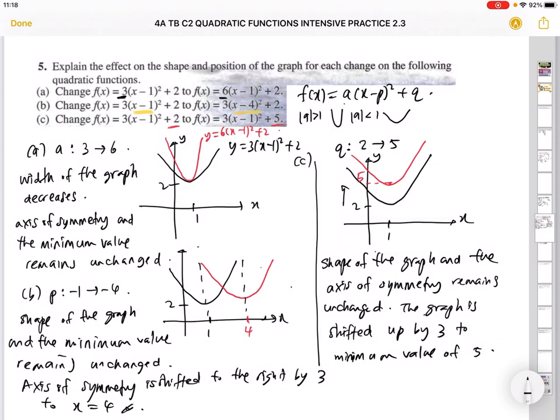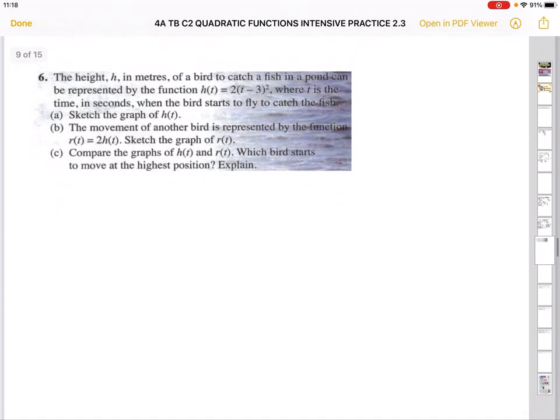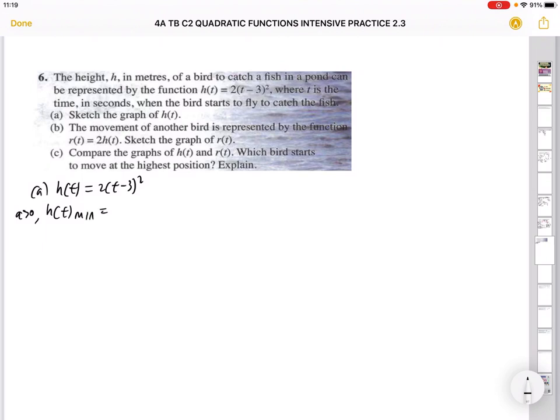All right, moving on to the next one, question number 6. So here we have height in meter of a bird to catch a fish in a pond. Can be represented by this function, h(t) equals 2(t minus 3) squared. t is time in seconds when the bird starts to fly to catch a fish. Sketch the graph of h(t). So I think when you sketch a graph, we can see from here h(t) is 2(t minus 3) squared, so your a is more than 0. Your h(t) has a minimum value of 0 when t is 3. So the graph should go like this.